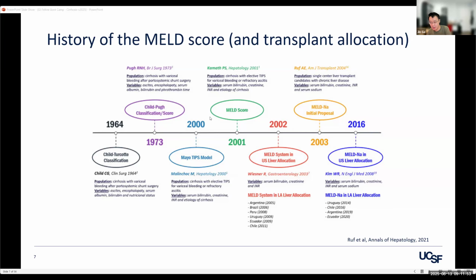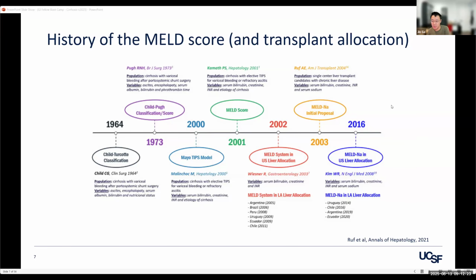And this was validated on patients with cirrhosis, and then the MELD score became a part of what we do for allocation since 2002. In 2003, and again 2008, Ray Kim did a study which was looking at the addition of sodium into the MELD score, and found that this yielded a much better prediction.